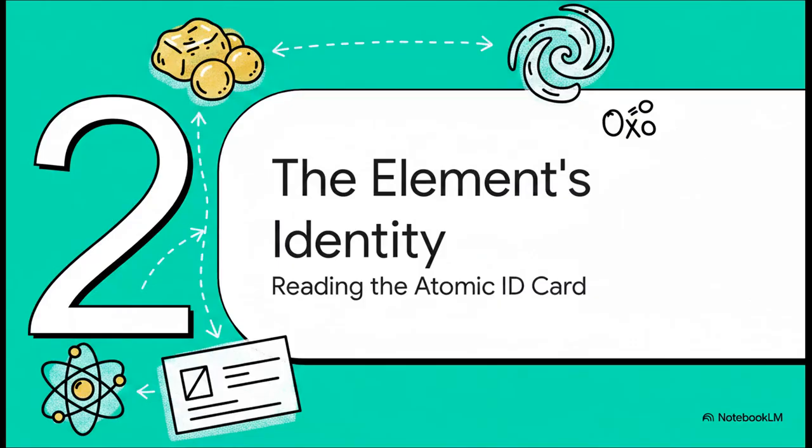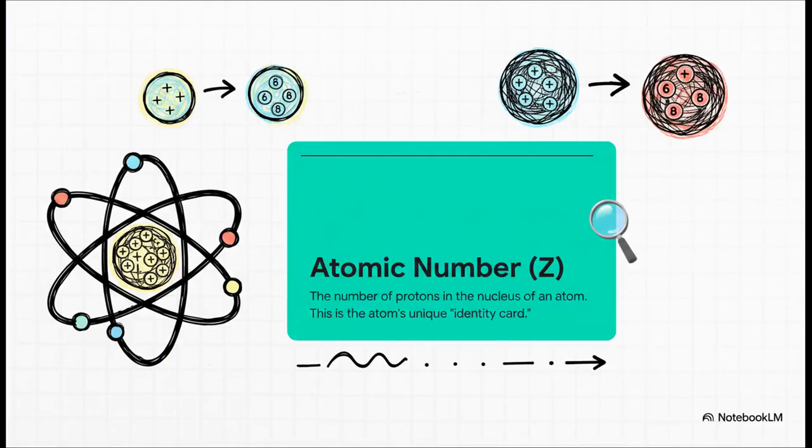Okay, so wait a minute. If everything is made of the same three particles, how do we get all this variety? How is a piece of gold totally different from the oxygen we breathe? Well, it all comes down to the atom's personal identity card. And this, right here, is the most important number on that ID, the atomic number. It's simply how many protons an atom has.